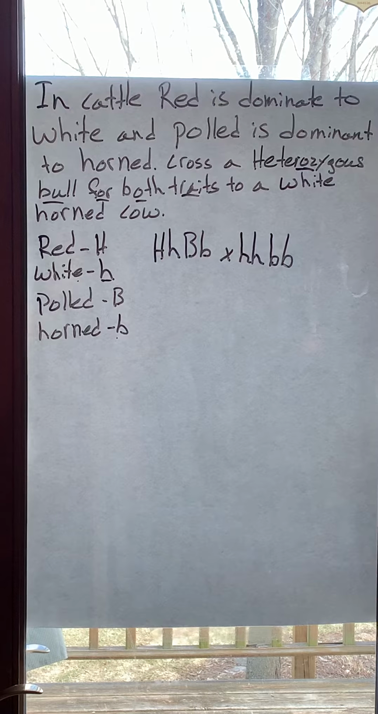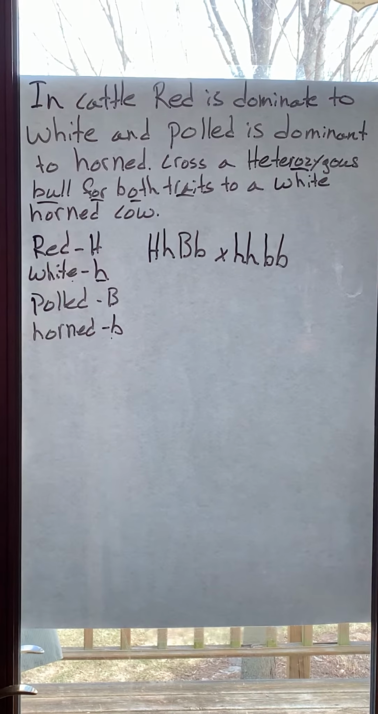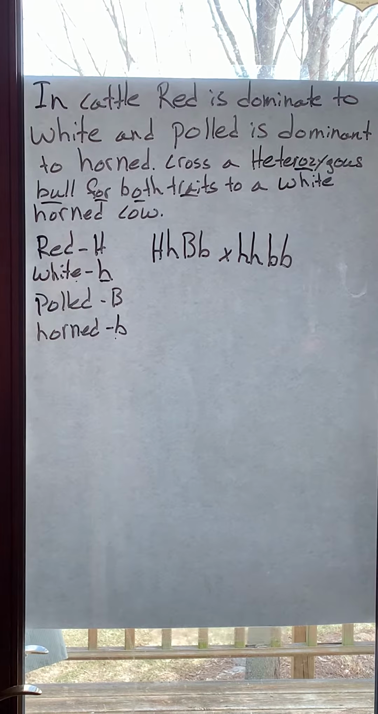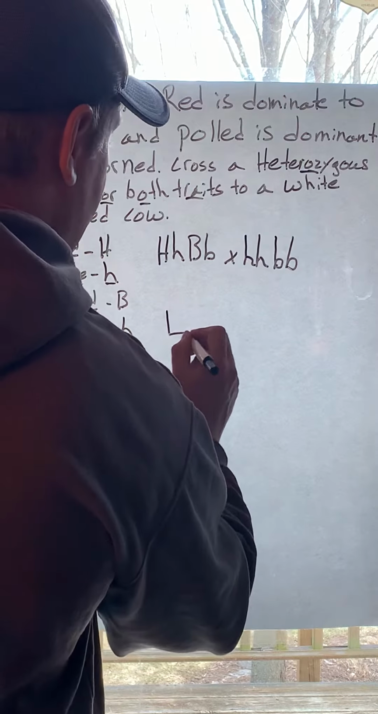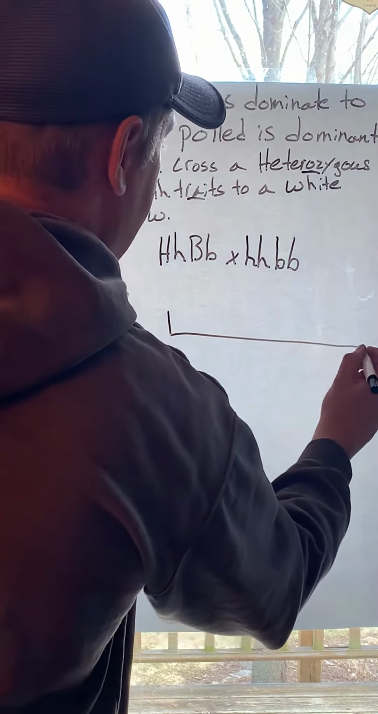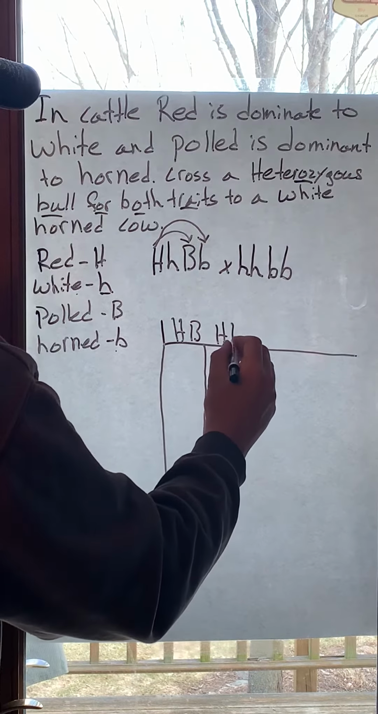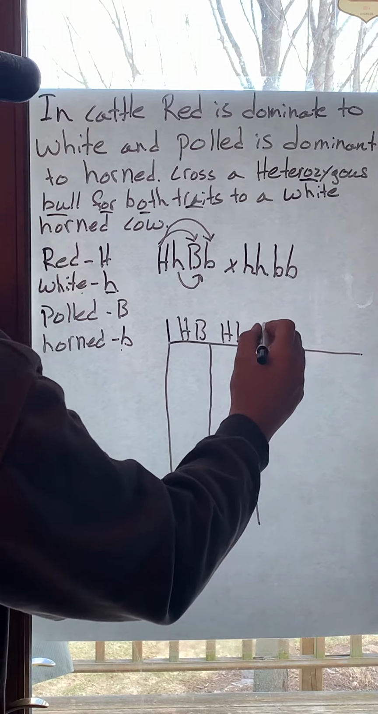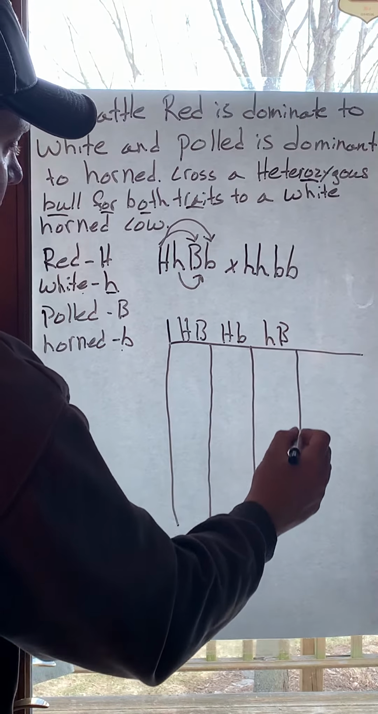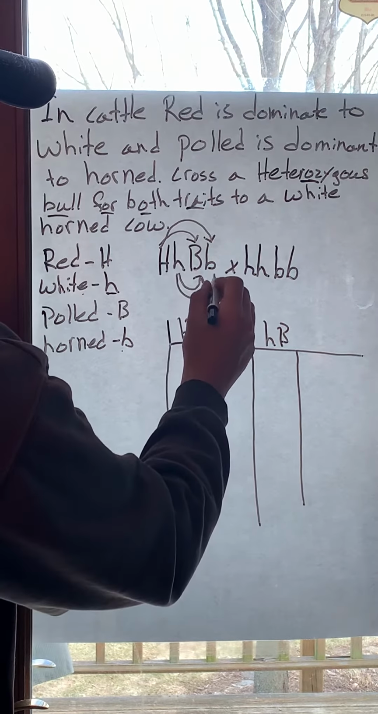Remember, for dihybrid problems, there's an extra step. We need to mix these traits up when we actually do the Punnett Square. So I'm going to put the square here, and hopefully I can fit everything in. And then I'm going to mix these up as we go. So remember, you go first to third. So we have big H, big B. And then first to fourth. So big H, little b. I'm going to go second to third, little h, big B. And second to fourth, little h, little b.